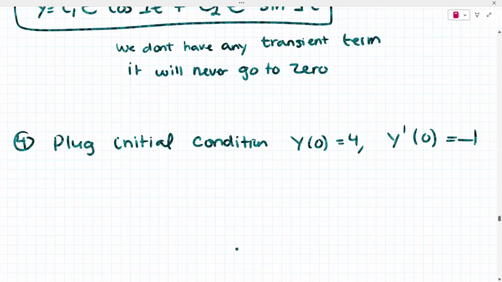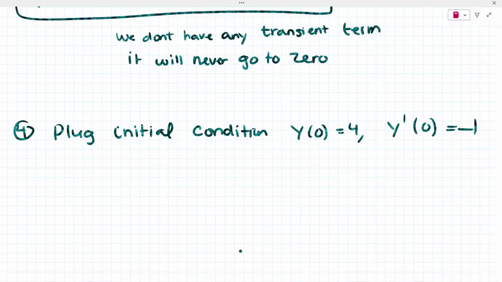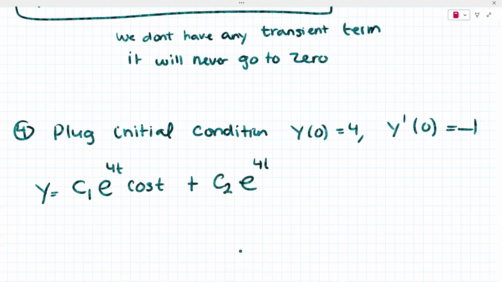Okay, so it's going to be C1 e to the 4t cosine of t plus C2 e to the 4t sine of t, since our alpha was 4. Maybe we should find, before we plug in this initial condition, right, this is your t, this is your y.